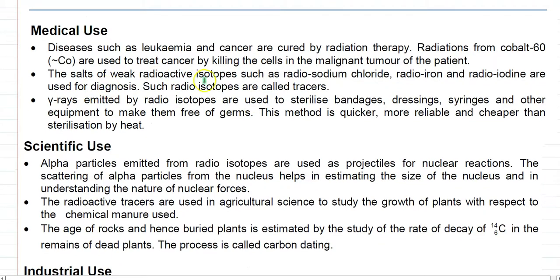The salts of weak radioactive isotopes, such as radioactive sodium chloride, radioiron and radioiodine, are used for diagnosis. Such radioisotopes are called tracers. Gamma radiation emitted by radioisotopes is used to sterilize bandages, dressings, surgical and other equipment to make them free of germs.